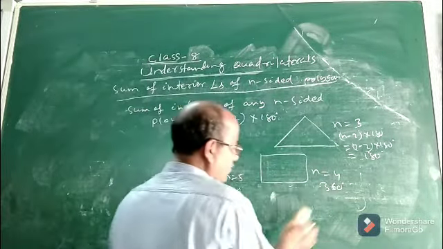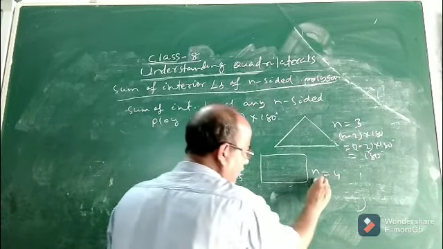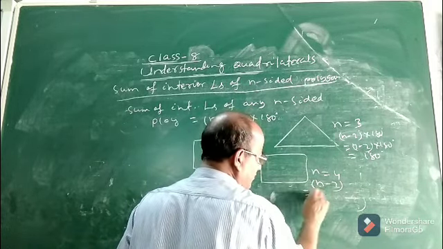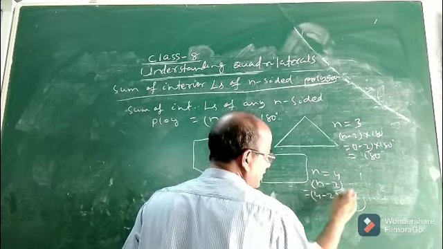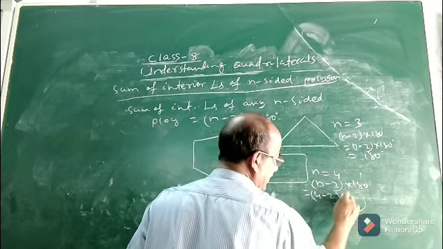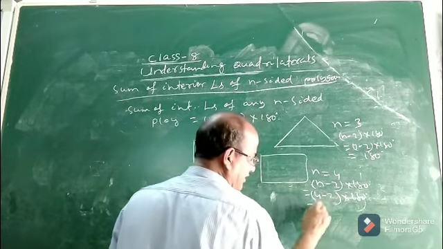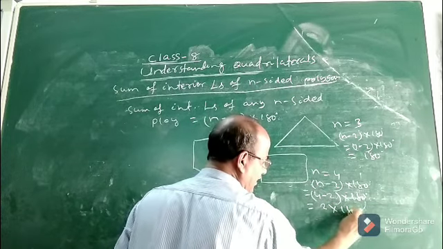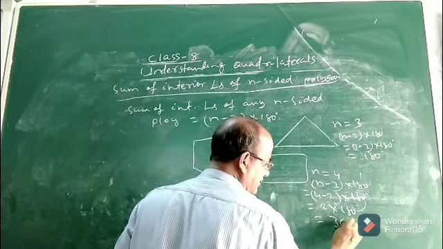Now, in case of quadrilateral, n equal to 4. So (n minus 2) means (4 minus 2) into 180 degree. See, 4 minus 2 is 2, into 180 degree, that is 360 degree.